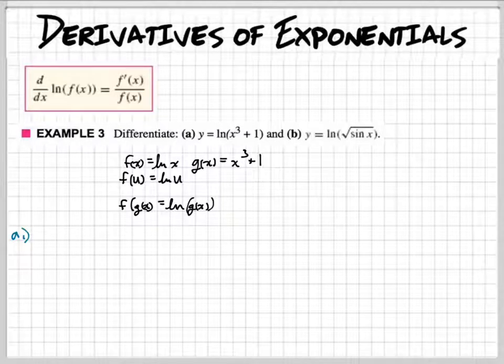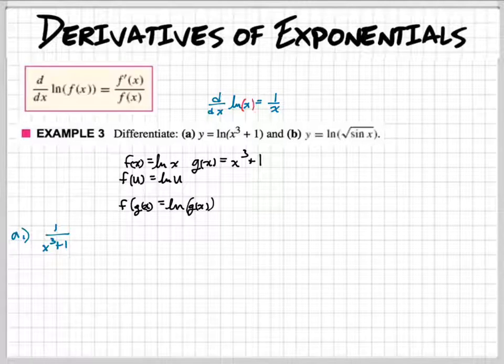So how do we do this? Well, we've got to use the chain rule. The derivative of the outside function is 1 over x, so that means we're going to get 1 over x to the third plus 1. So if we know that the derivative of natural log of x equals 1 over x, but look at what our x is right here. So this is just going to go on the bottom of a fraction.